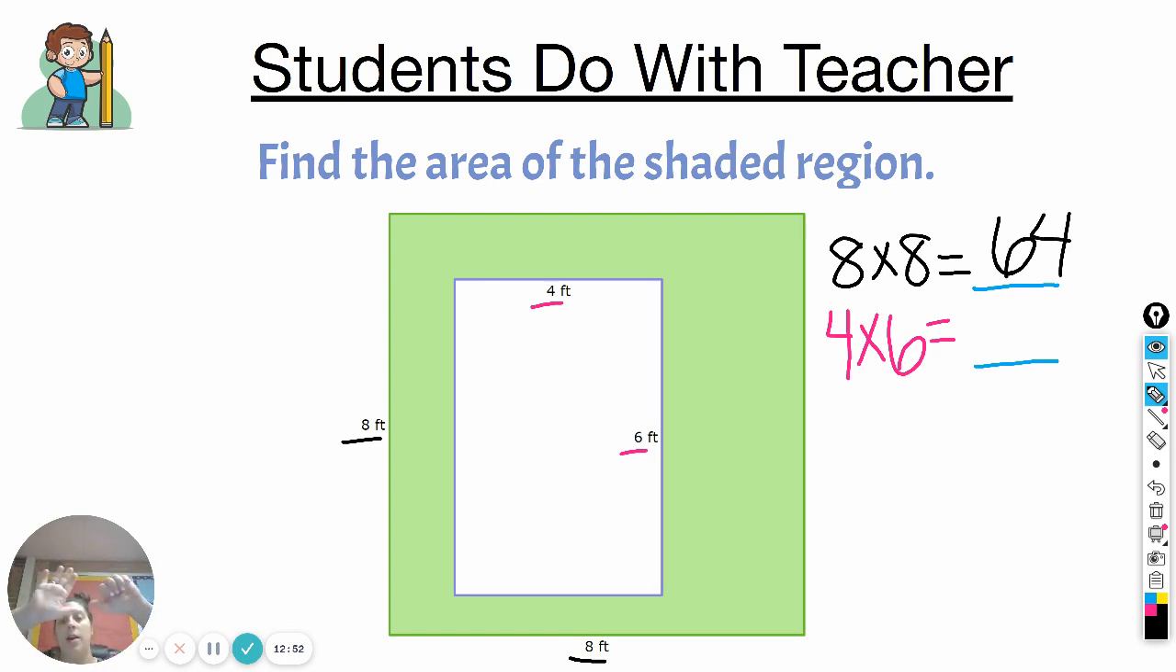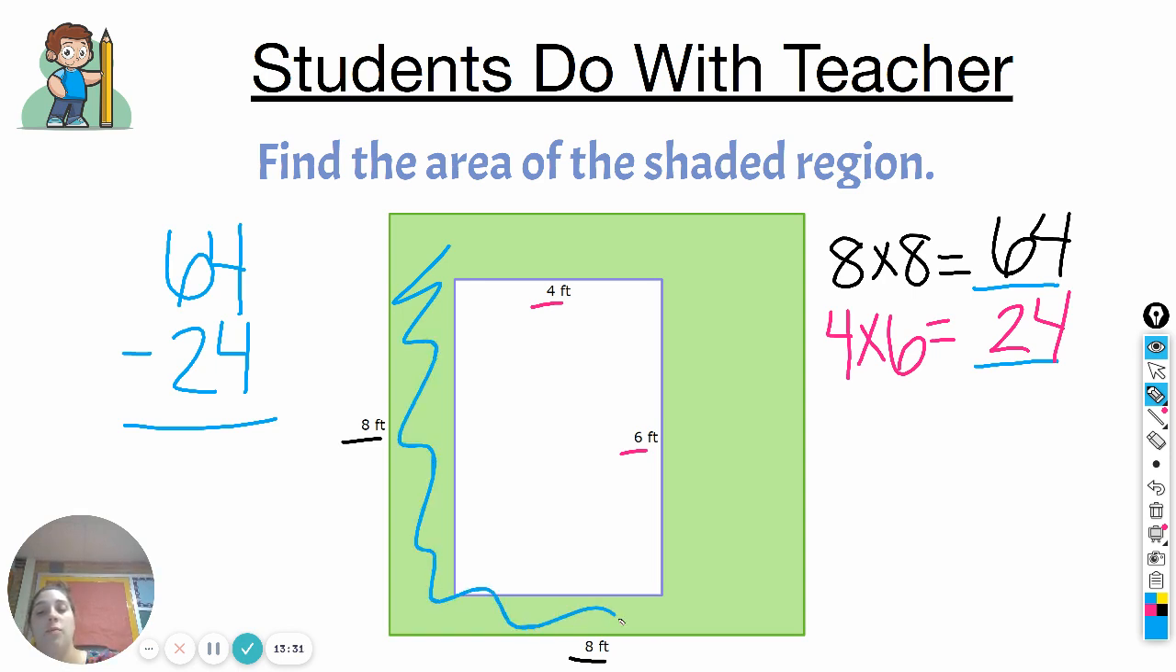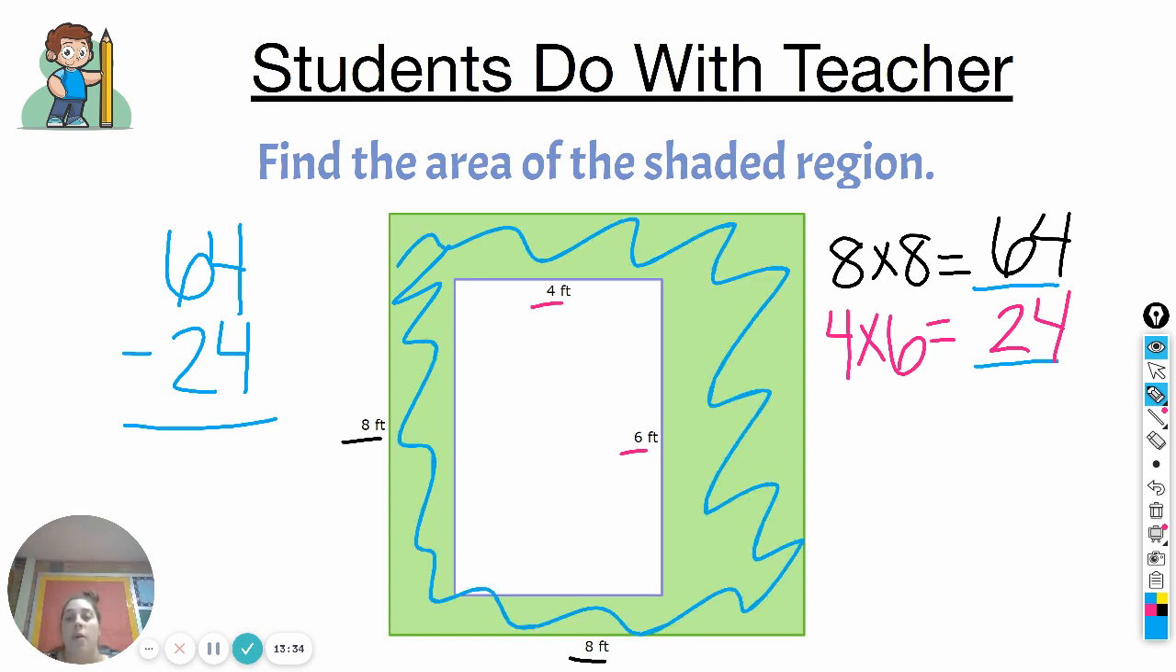4 times 6, so we can count by 4 6 times: 4, 8, 12, 16, 20, 24. So 4 times 6 is 24. And then we said we have to take the bigger area, which is the green square, and subtract the area of the white rectangle. I'm going to give you just another moment if you haven't gotten to the subtraction part yet. 64 minus 24, go ahead and solve that, and that will tell us the area of what's left of this green outside of the white rectangle.